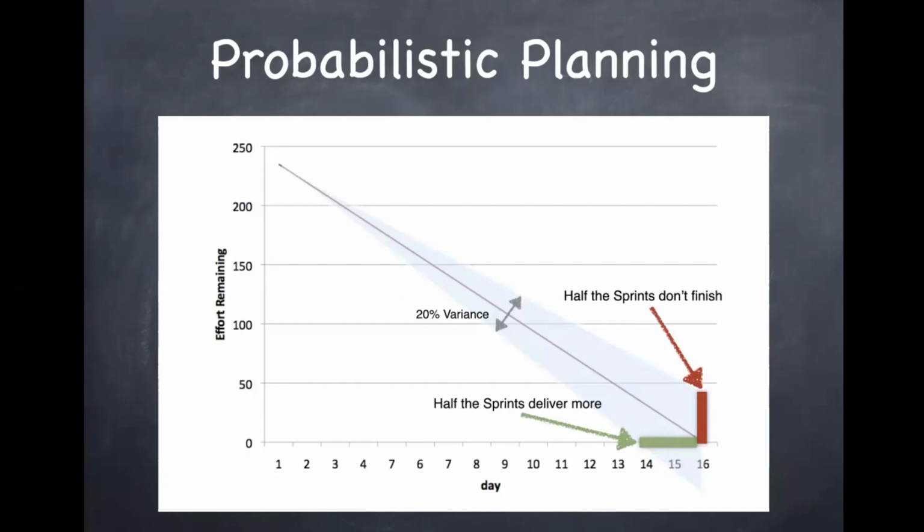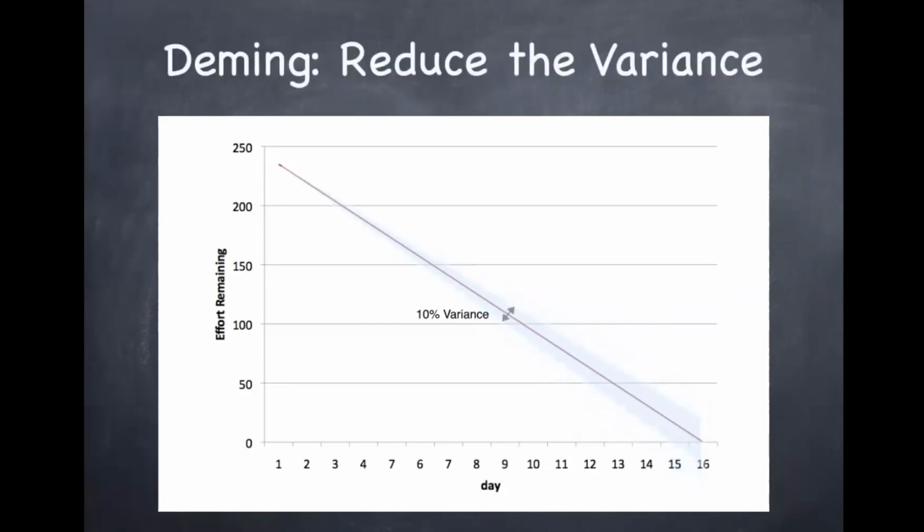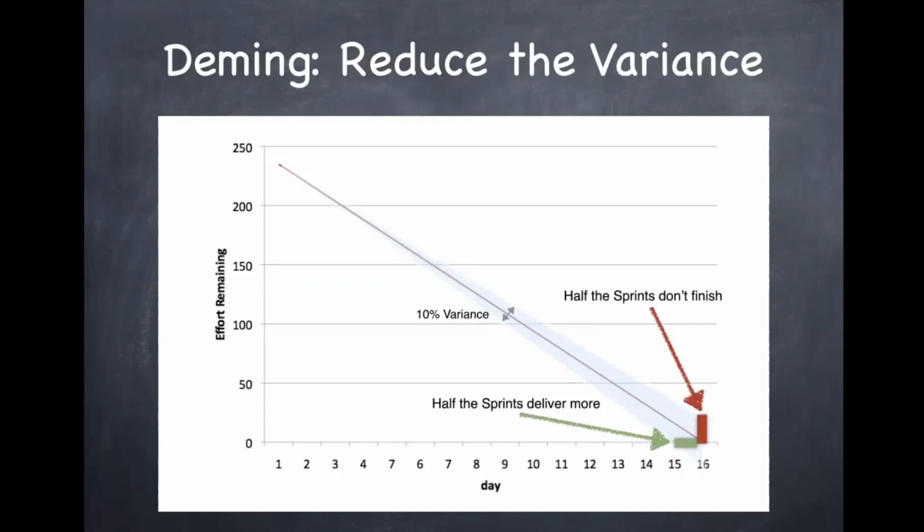If the velocity is the median, what is the percentage that delivers more? 50%. And what's the percentage that don't finish? 50%. So what you should do, the whole purpose of lean is to reduce the variance. So we should reduce the variance to 10%. And now things are a lot better. Now, what percentage of your sprints do you deliver early? Well, 50%. And 50% don't deliver, but the leakage is cut in half.